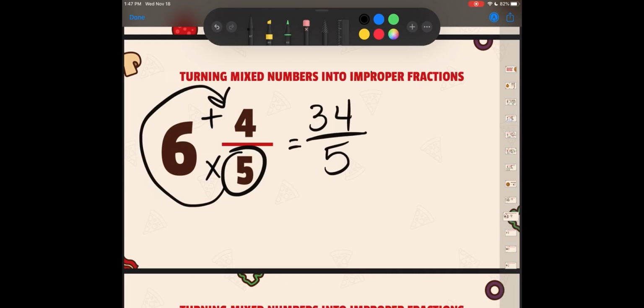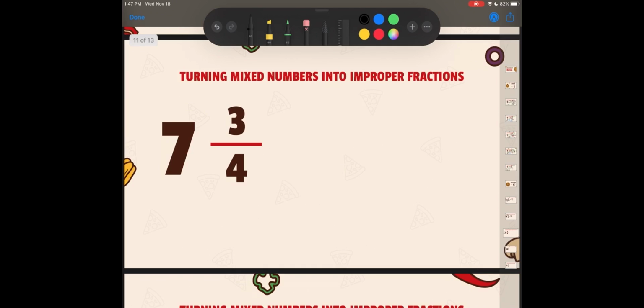Our denominator stays the same. So if we were dealing with fifths, then it's going to stay fifths. So 6 4/5 is equal to 34 fifths. This is pretty easy. So y'all, for the next 3, pause here, work it on your own real quick, and then play and see how you did.